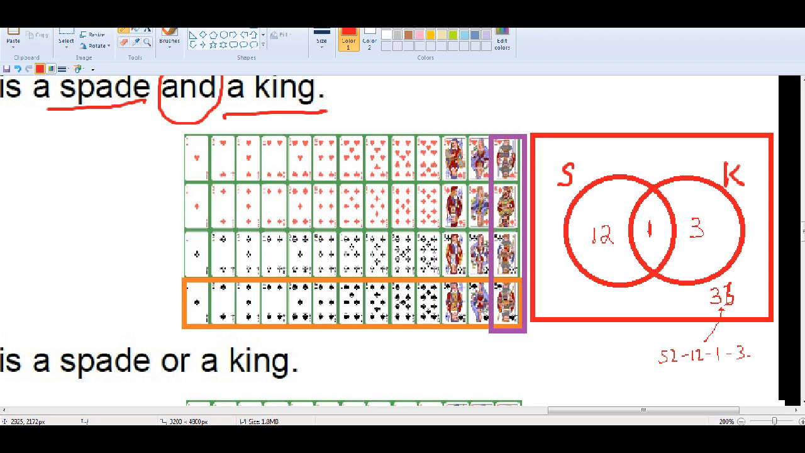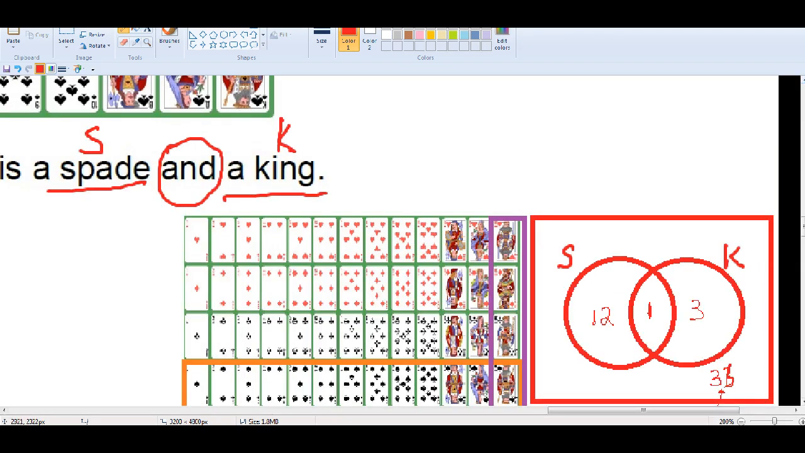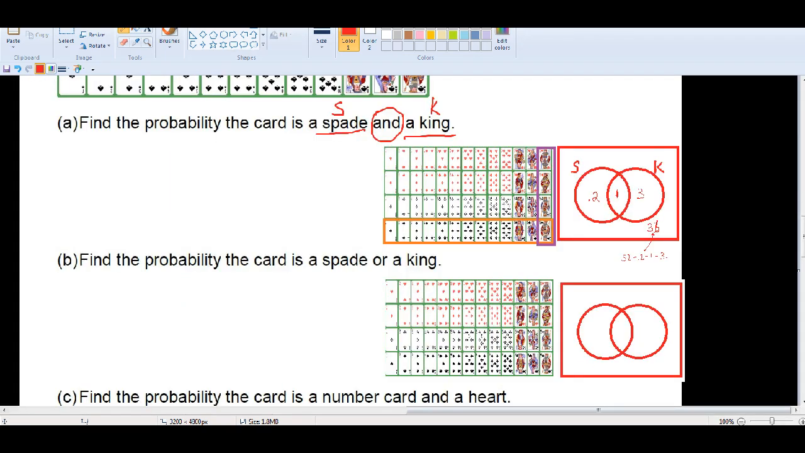Alright, so let's see, how could we find a spade and a king? Probability of that. Probability of a spade and a king. So which area we are interested in now should be this part. So that's only one of them out of 52 cards.